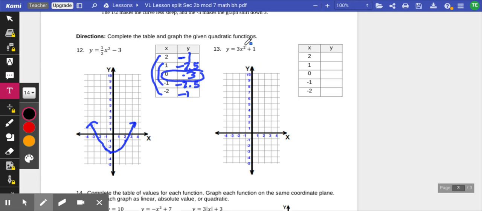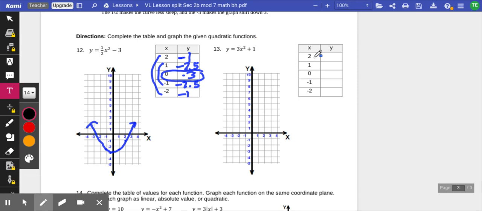All right, next one. Let's see. What is that 3 going to do? It's controlling the acceleration. It's bigger than 1, so it's going to make it steep. It's going to make it accelerate fast, and this is going to take the vertex and push it up 1. Let's try it out. 2 squared is 4.